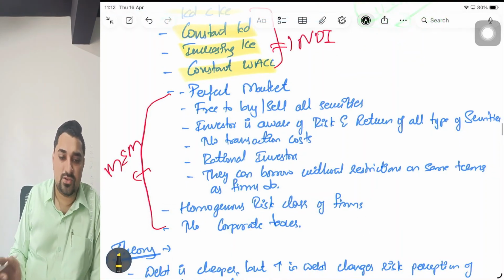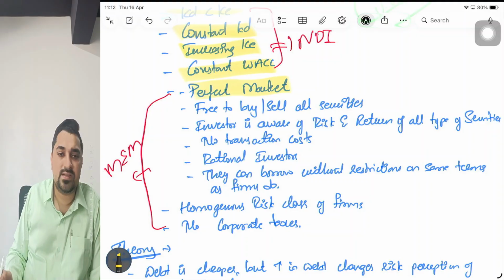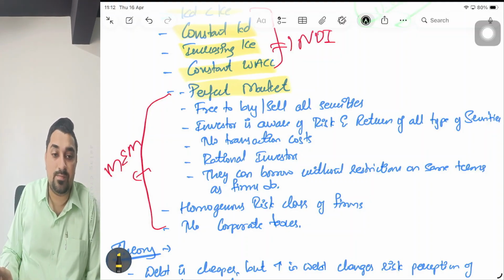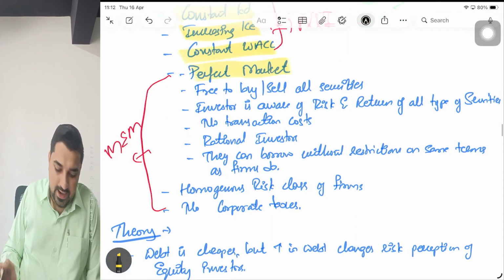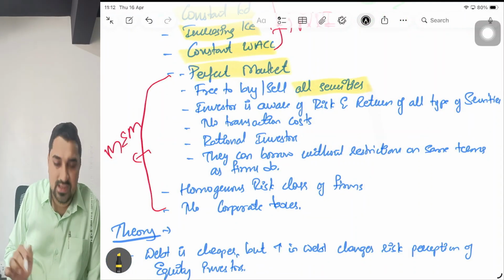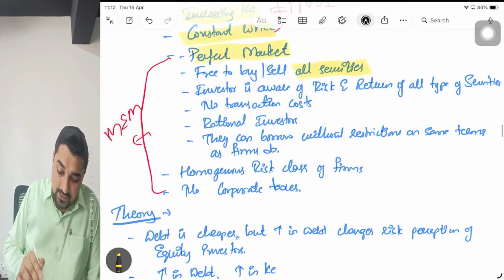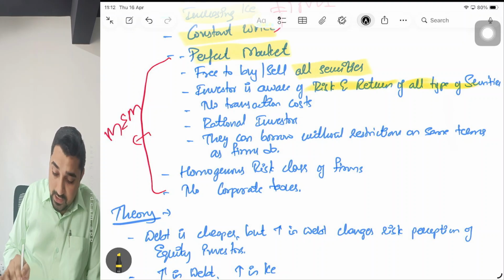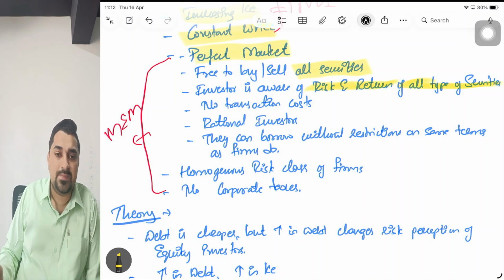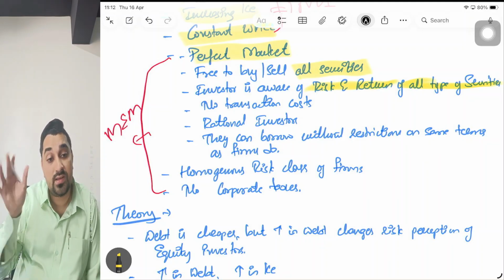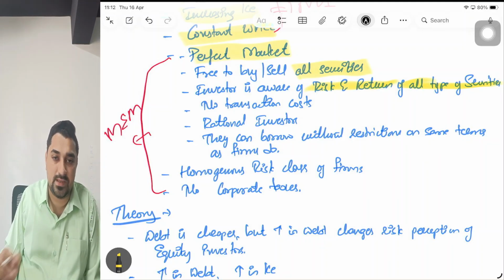Here M&M is assuming perfect markets. M&M says the markets are perfect. You know what a perfect market is? There are no imperfections. You have studied in economics. And investors are free to buy all securities, so there is no restriction. I can go and buy all the securities. Investor is aware about risk and return of all types of securities. As an investor, I have up-to-date information. I know all the risk and returns of all the securities in the market. This is the assumption made.